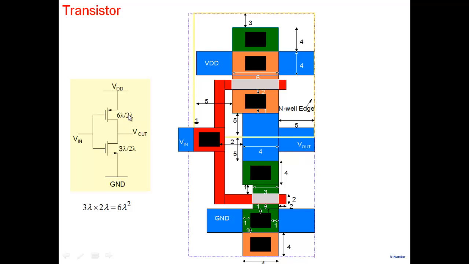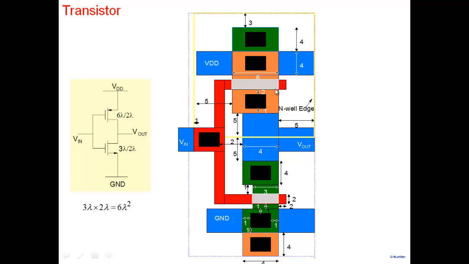But what is this area that we are talking about, 3 lambda into 2 lambda? If you look, this is the area that I'm talking about, 3 lambda into 2 lambda. This is where it is. This dimension is 3 lambda, and this is 2 lambda here. So this area is 3 lambda into 2 lambda. And 6 lambda into 2 lambda is this area here, PMOS. So this is the 12 lambda square.